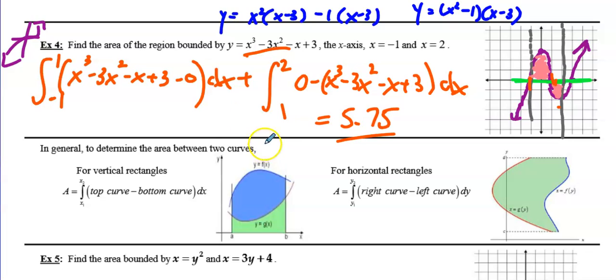So we're going to now, in the next video, talk about what happens when we change our curve. What if we cannot find very nicely a top function and a bottom function? What if we have to go right, left? So I'll see you guys in the next video.